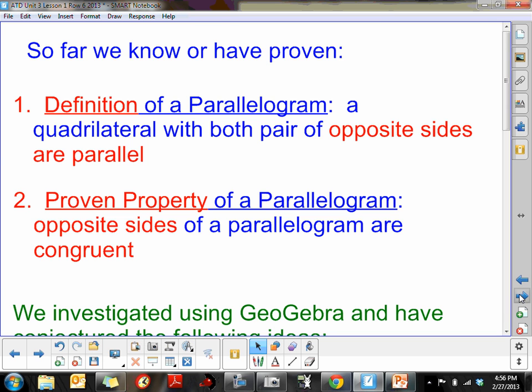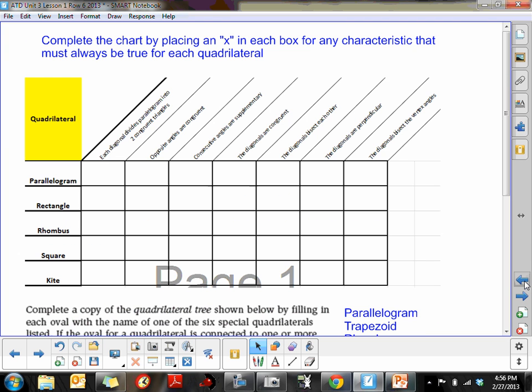So far, here's what we know we have proven. We have proven that by definition of a parallelogram, both pairs of opposite sides are parallel, and then we have followed that up with a proven property of a parallelogram: the opposite sides of the parallelogram are congruent. So that's what we've done so far, and I've also had you work on the GeoGebra program, and what you were supposed to do is get all the common features that you know about a parallelogram, rectangle, rhombus, square, and kite.